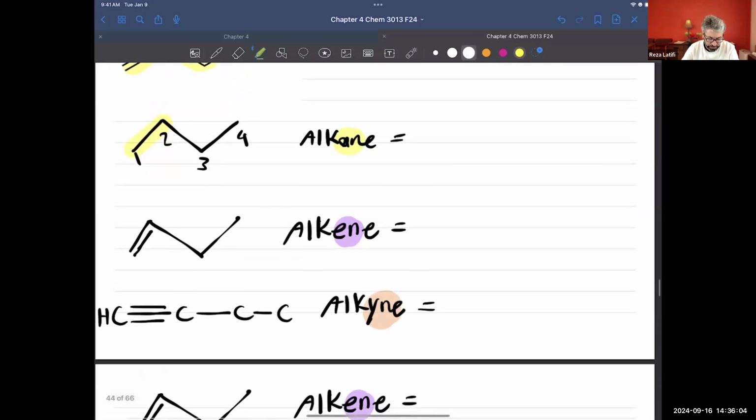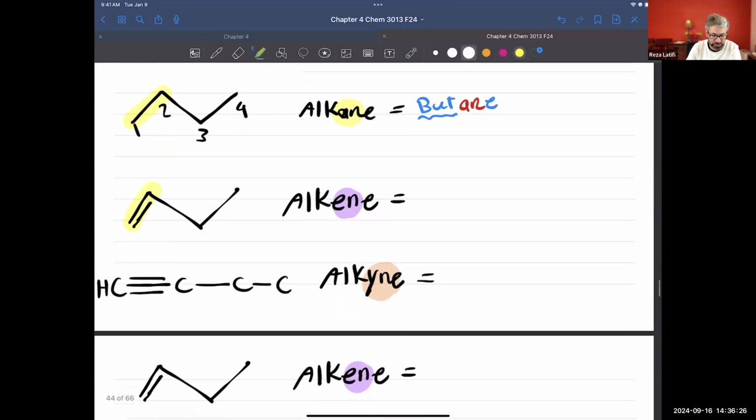So I have a compound that's made of 4 carbons and all bonds are saturated, and the name for it is going to be butane. Okay, why butane? Because we have 4 carbons, and we want to say that it's saturated, so it will be butane. Okay, if there is a double bond, I'm going to put it here.